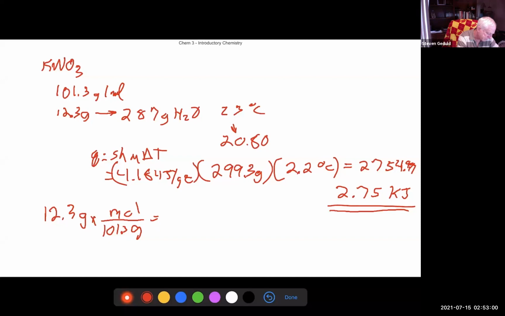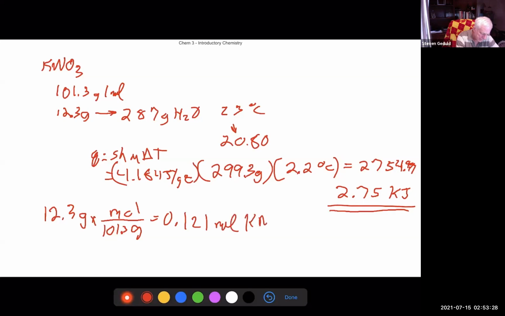So we take 12.3 divided by 101.3. Okay, gives you 0.121 moles of potassium nitrate. So we have this many kilojoules, 2.75 kilojoules per mole, which is 0.121.